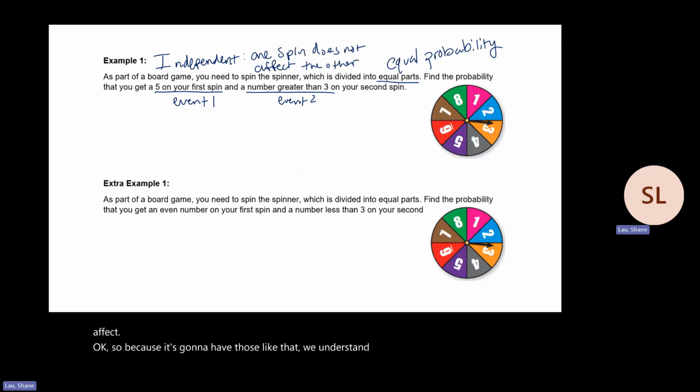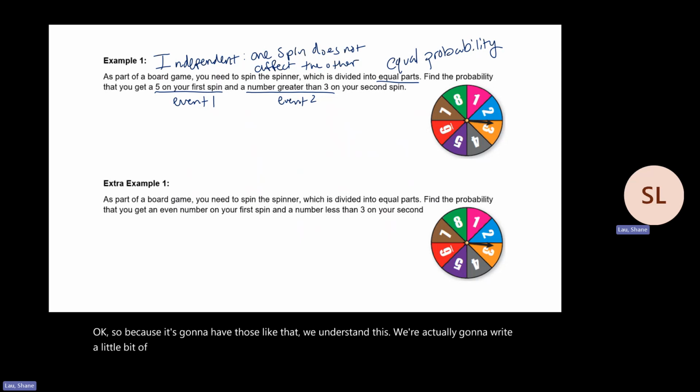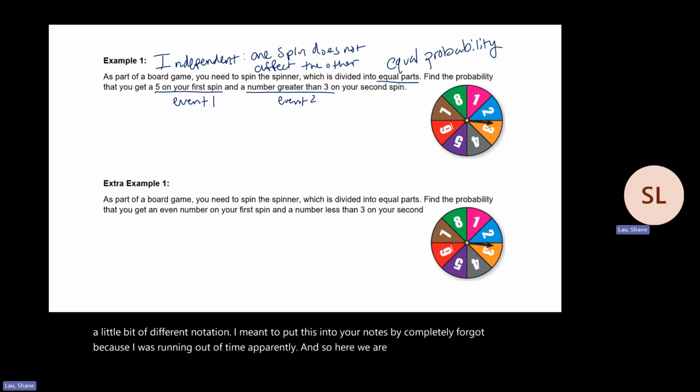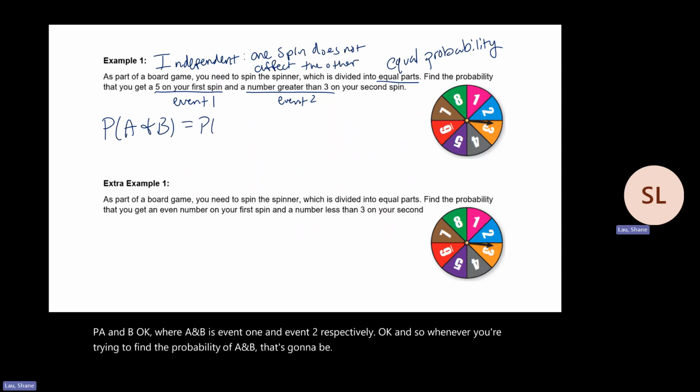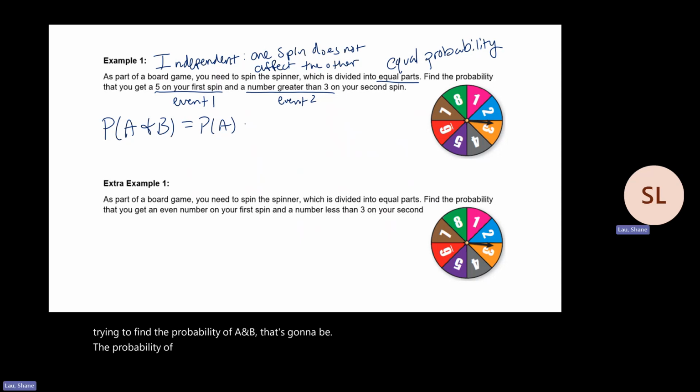We're actually going to write a little bit of different notation. And I meant to put this into your notes, but I completely forgot because I was running out of time, apparently. And so here we are. But we're going to have P, A, and B, where A and B are event 1 and event 2 respectively. Whenever you're trying to find the probability of A and B, that's going to be the probability of A times the probability of B.